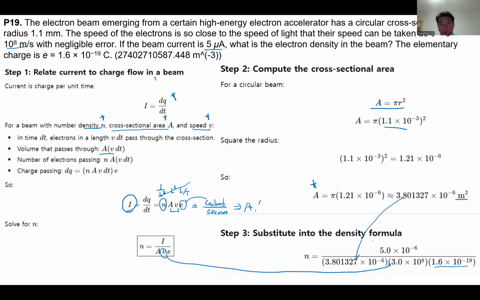And then we have a current, right? Beam current is given by this 5 microampere. So it is 5 times 10 to the minus 6 ampere. So everything should be in a proper unit, okay? And then you can get the number density.